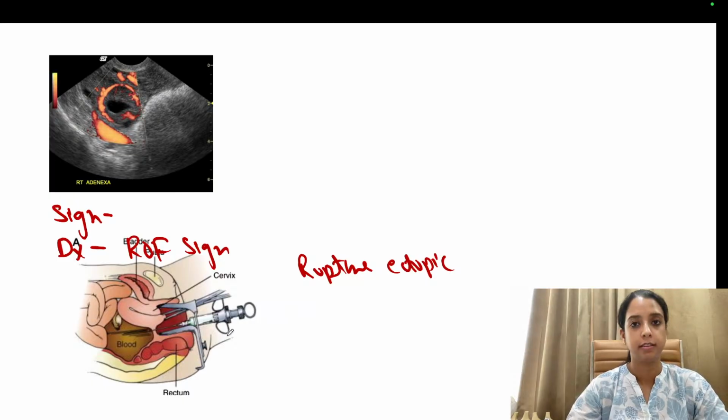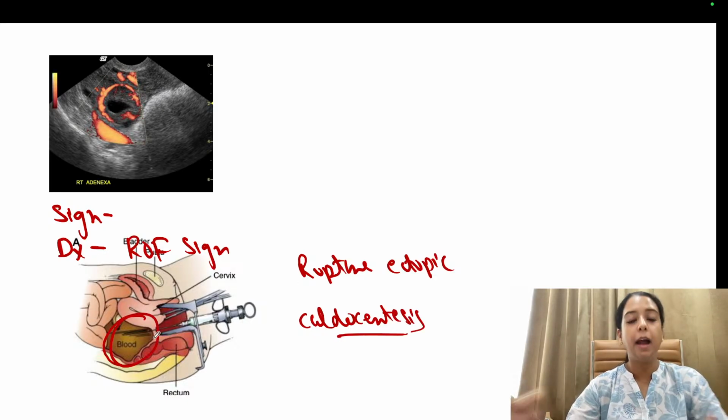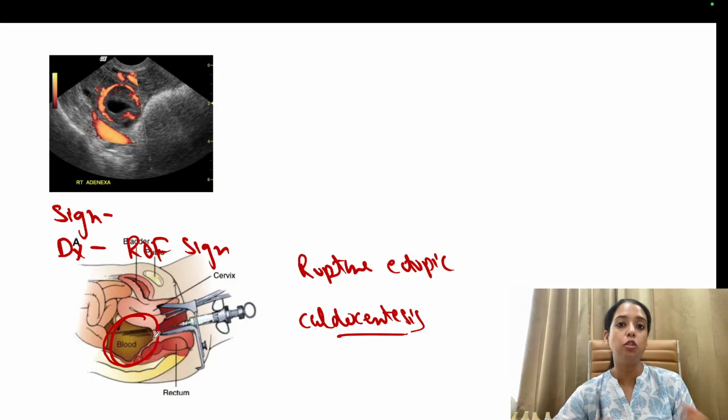We used to use this. What is this? Culdocentesis. Culdocentesis means from the pouch of Douglas, from the cul-de-sac, I'm trying to suck out something. That is culdocentesis.